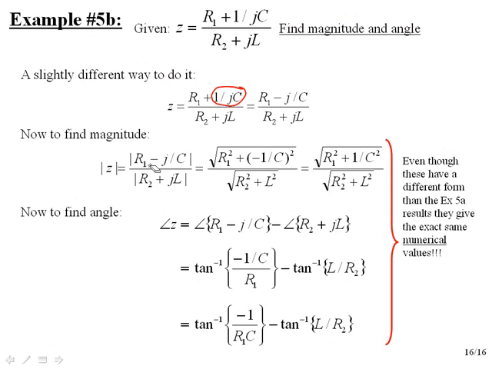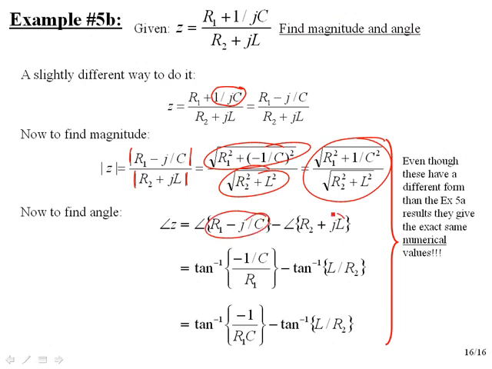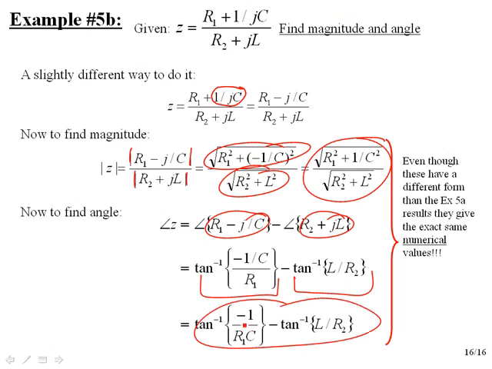And so now we can find our magnitude: magnitude of the top divided by magnitude of the bottom. Here's the magnitude of the top. Here's the magnitude of the bottom. After a little bit of manipulation, we get something that looks like that. Find the angle: angle of the top minus the angle of the bottom. Notice that now we don't have any corrections to make. And these things, even though they look different in form from what we got for example 5a, are exactly equal to each other in numerical values.